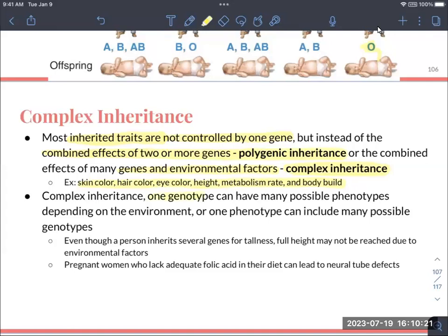One genotype can have many possible phenotypes, depending on the environment. Or one phenotype can include many possible genotypes. So even though somebody may inherit the gene to be tall, they may not reach their full height because of the environment they grew up in. A pregnant woman who lacks folic acid in her diet can have a child with neural tube defects. This is why most of our foods are now infused with folic acid, to prevent neural tube defects.